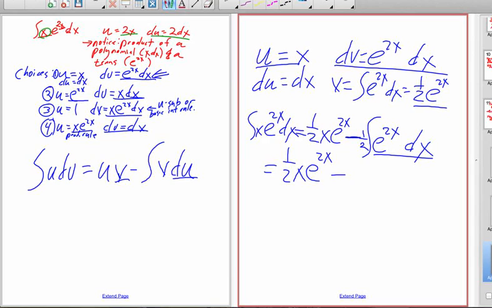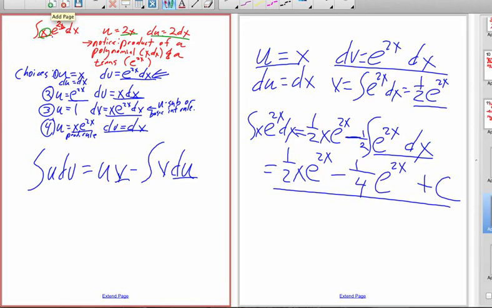minus, and I've got to bring my other 1/2 out, so it's going to give me a 1/4 e to the 2x plus c. And here is our integral of this guy. Okay, it seems like a whole lot of work, but again, remember we've got this thing right here, and I know I've got a u sub if I can just get rid of this, and taking the derivative of a polynomial brings down its power, which is what I was after. Okay, so that's that one.